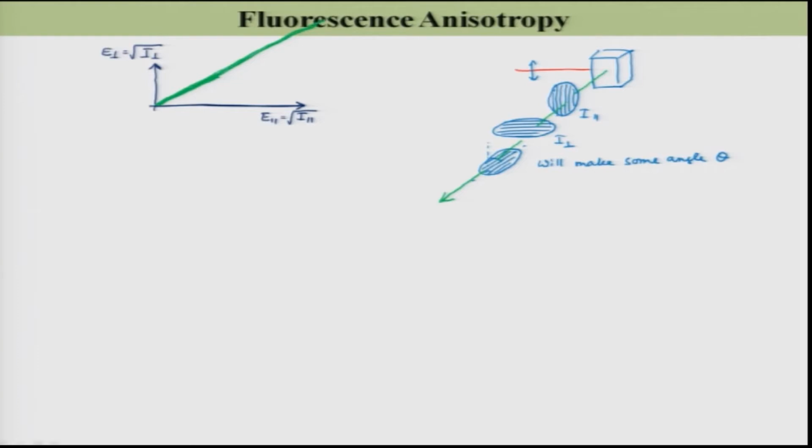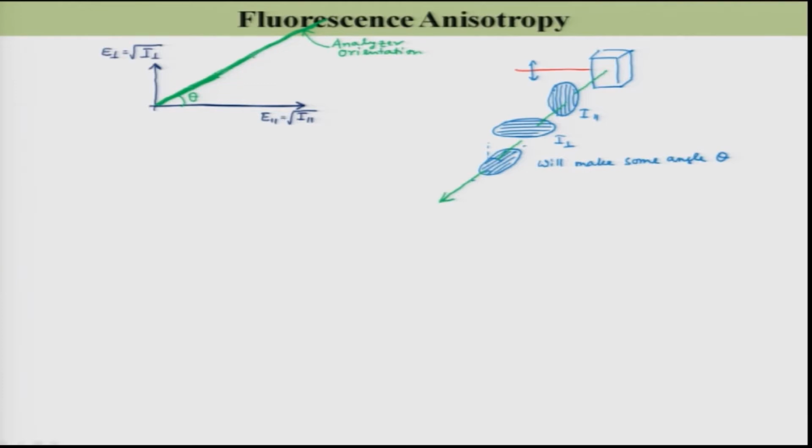So, this is the position of my analyzer, this analyzer orientation. And I said that this is oriented at an angle theta from the parallel component. Now, I can simply do some trigonometry over here. So, the component of E parallel which will be projected on this angle theta, I can calculate it.